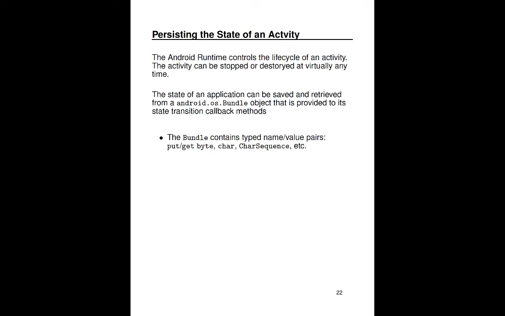So if an Android activity needs to persist some state, information the user has entered but perhaps hasn't committed all the way back to the system of record, the application can do so by using a bundle object that provides name-value pairs for a number of different data types, byte, char sequences, etc. So this allows you to quickly save off application information as an activity transitions through its lifecycle.